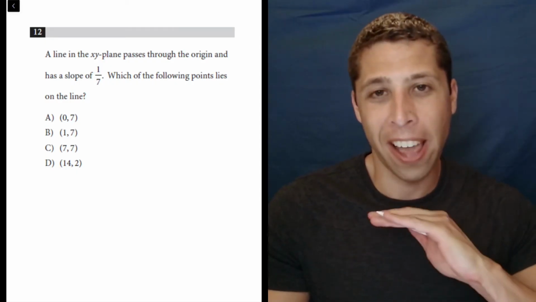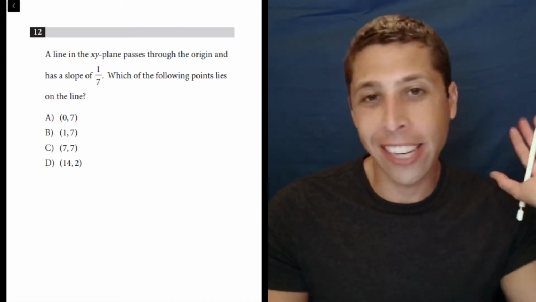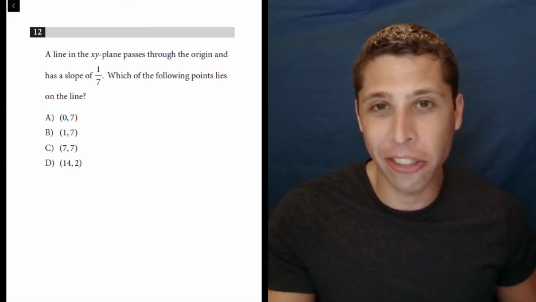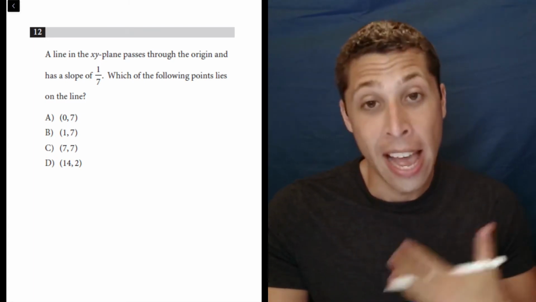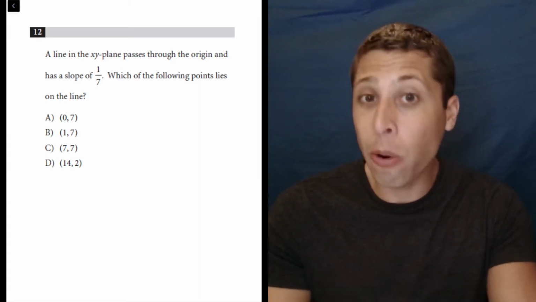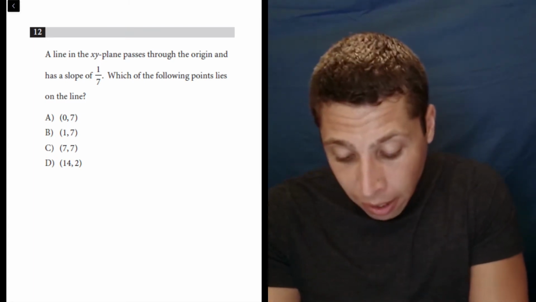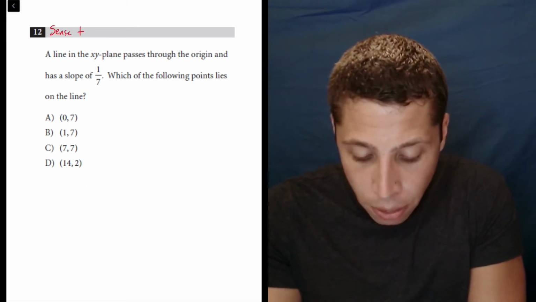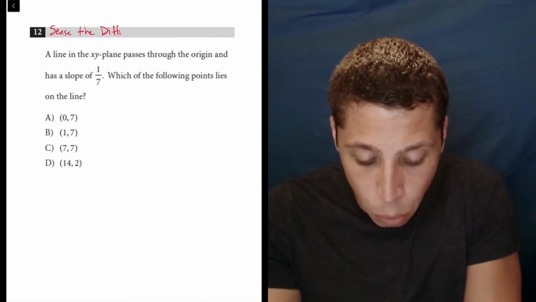This is one of my absolute favorite questions on any SAT I've ever seen. It's such a good trap question, okay? And you might not have known it was a trap, but I did. I knew going in that this was going to be a problem. So the reason I knew is that this is a number 12.